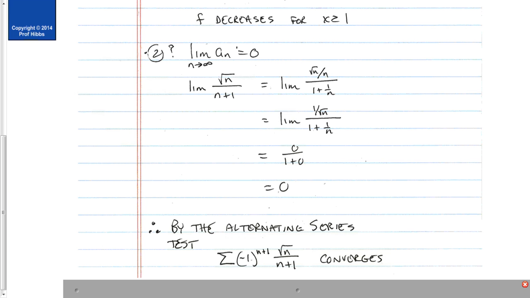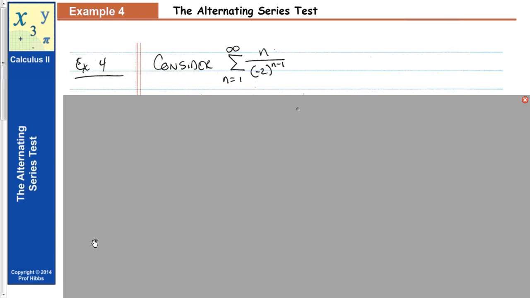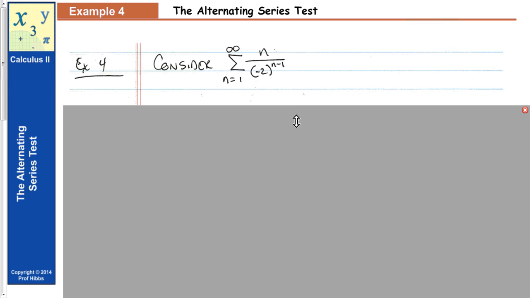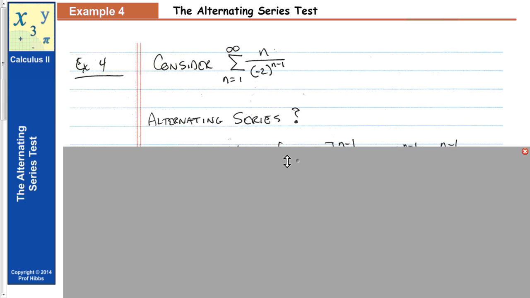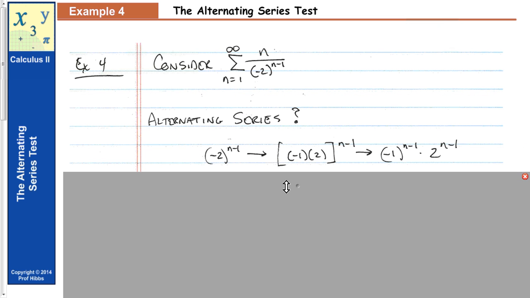Okay, let's look at the next example. Consider the series sum from n equals 1 to infinity of n over negative 2 to the power n minus 1. Now here we don't see the negative 1 to a power, but we do see a negative number to a power. And so it's not really clear immediately whether this is an alternating series or not. But this makes me think, because I have a negative number to a power, that it may be. So let's stop and look at what we've got going on here.